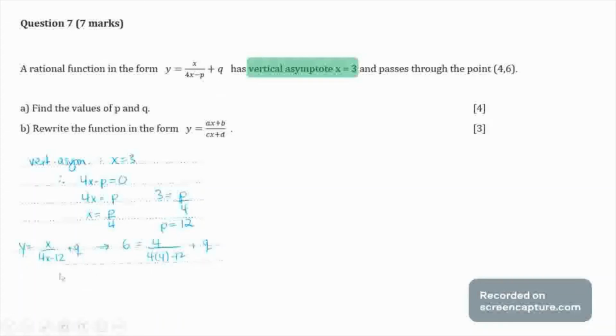Okay, so here's our equation with the p replaced with the 12. And then I put in the 6 and the 4 given here for x and y. Solving that, we can get a q value of 5.